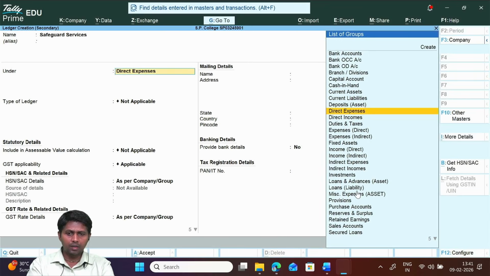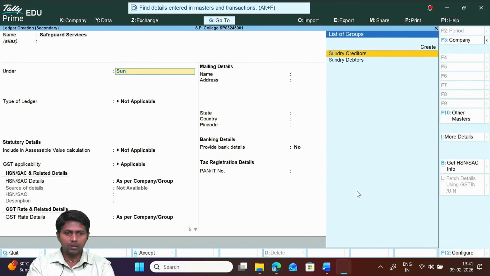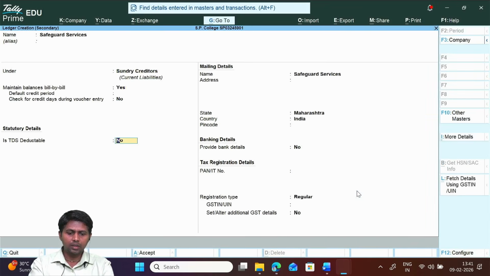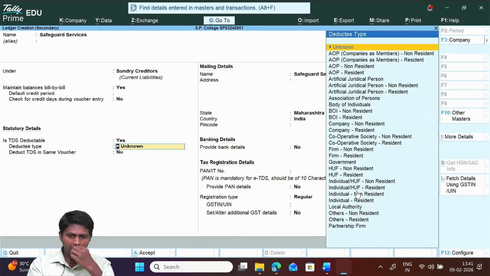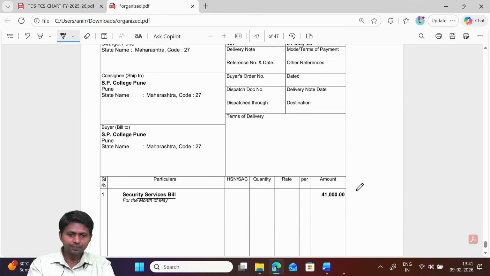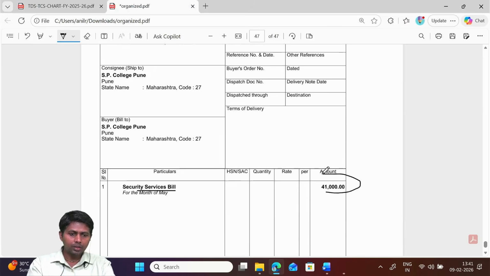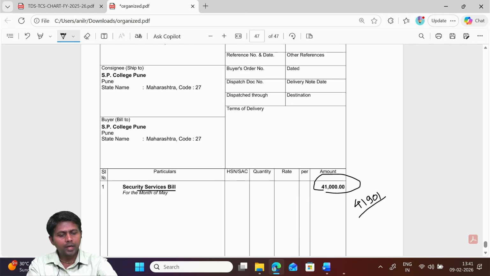TDS deductible, say yes. Why TDS deductible? We have said here yes, after checking threshold. 41,000, revised amount will become 41,901, and this is more than 30,000, therefore applicable. Therefore, I have said applicable here, yes.